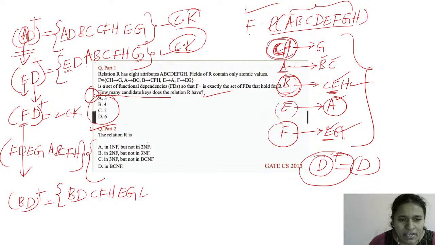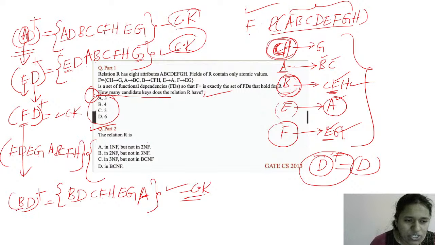E can determine A. Yes, we already got all the functional dependencies: A, B, C, D, E, F, G, H. Yes, BD is also a candidate key of the given relation. Now we will see if there is any chance of other candidate keys.